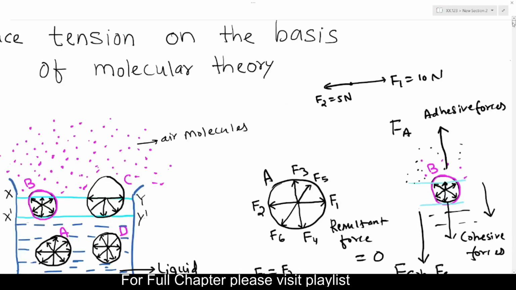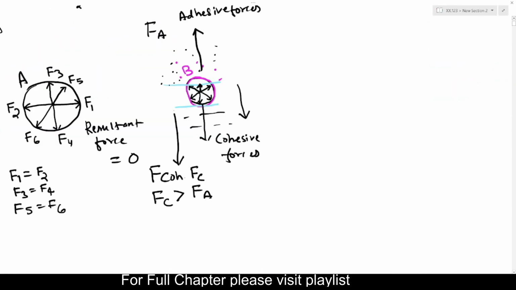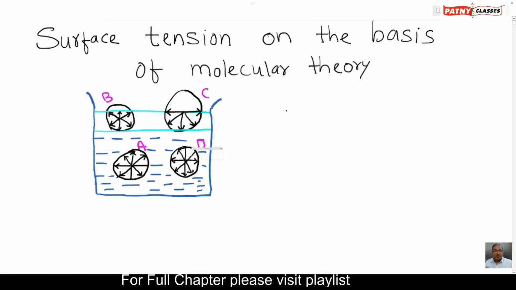In this video, we are going to discuss surface tension on the basis of molecular theory. Now, take a container. In this container, some liquid is there. Any liquid. For simplicity, consider it as water, but you can take any other liquid, whatever liquid you wish.